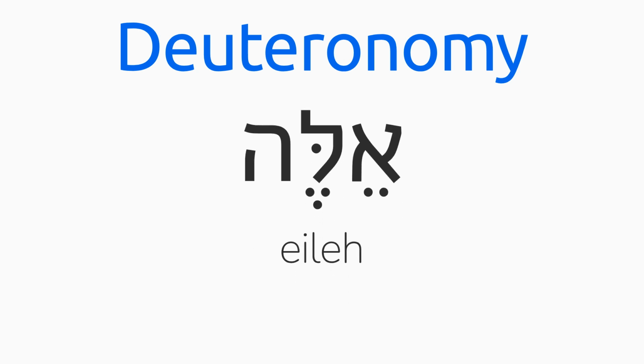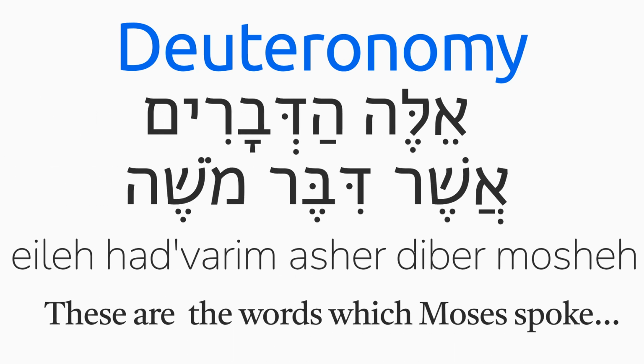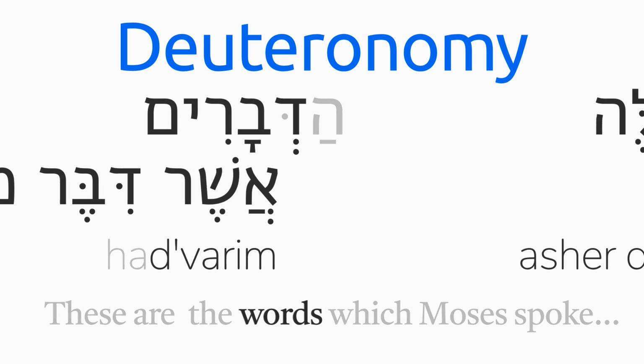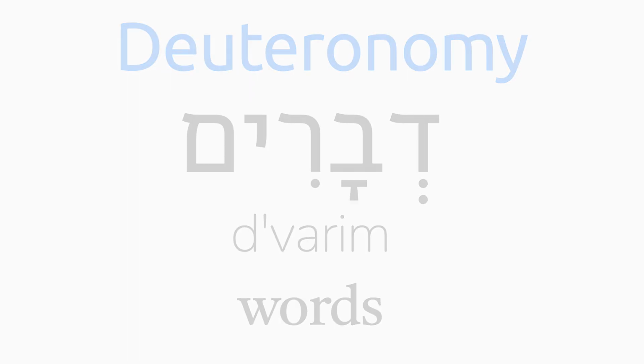And the 5th and final book of the Torah, Deuteronomy, starts with the Hebrew word Ele, these are, these are the words which Moses spoke. Again, this is not distinct enough for a name, and so the book is named after the second word, Devarim, which means words. The book of Deuteronomy is called Devarim in Hebrew. And so those are the names of the 5 books of the Torah.